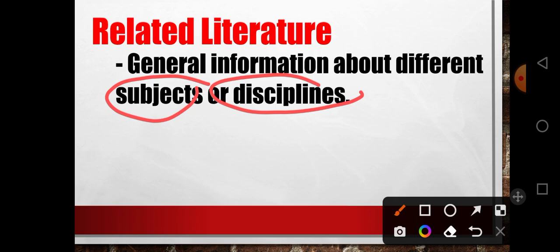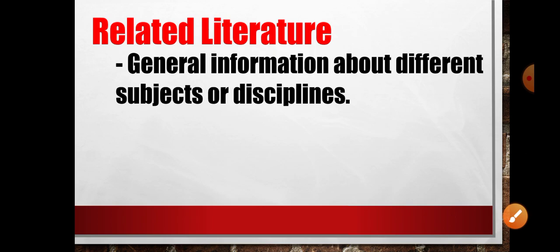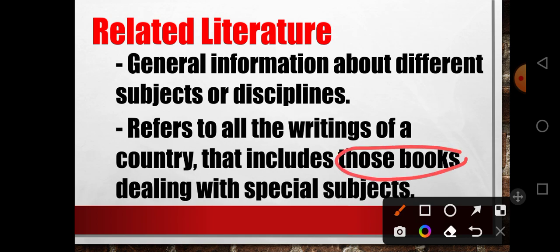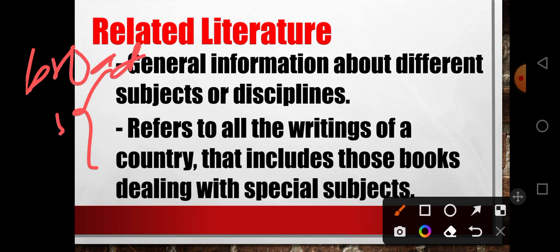Furthermore, related literature contains the different writings, or a collection of different writings, of a country or of several organizations. This includes books dealing with special subjects such as textbooks and workbooks. Meaning to say, related literature has a broad scope when it comes to the discussion of different topics and disciplines.